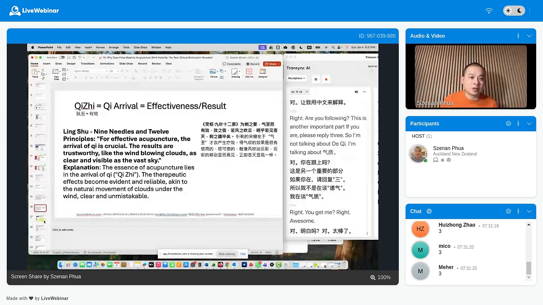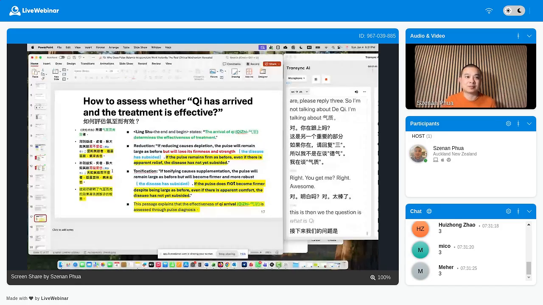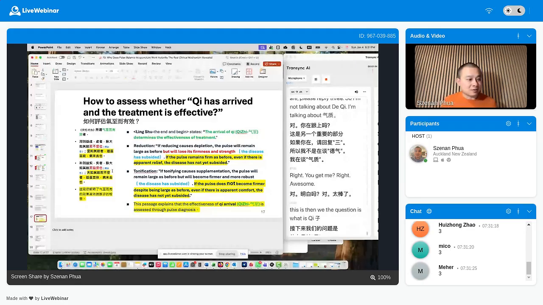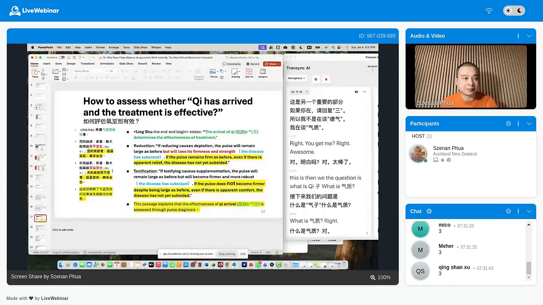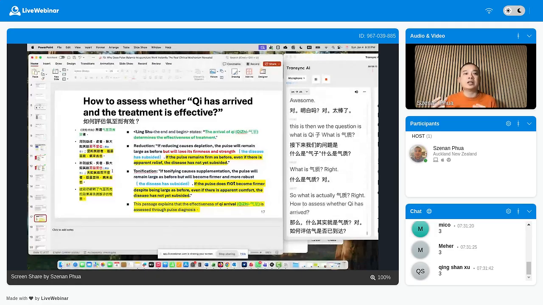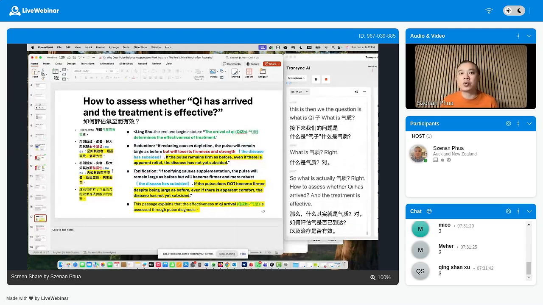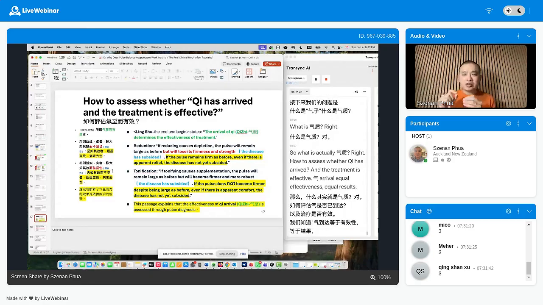Now, the next thing, the question is, what is qi zhi? 下一个问题是什么是气治？What is 气治? How to assess whether qi has arrived and the treatment is effective? We know qi arrival equals effectiveness equals results. Then how do you actually assess it?